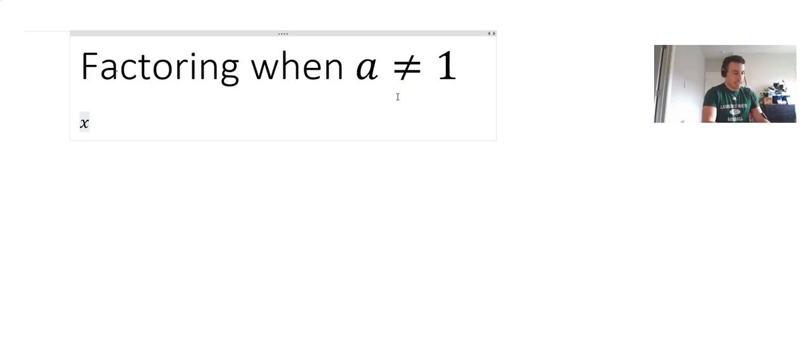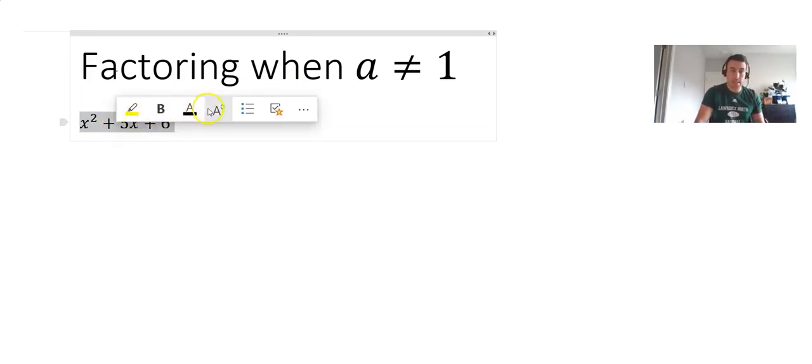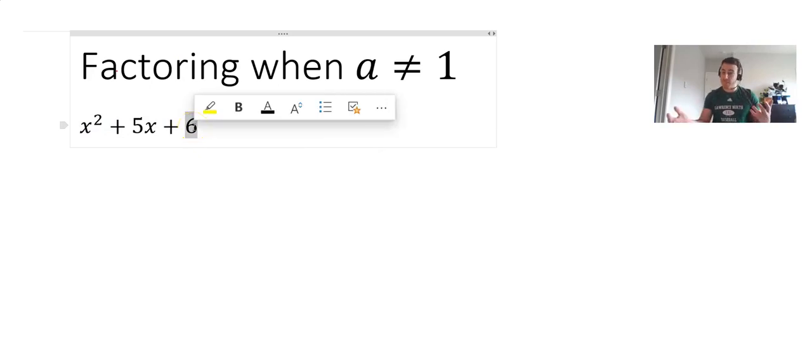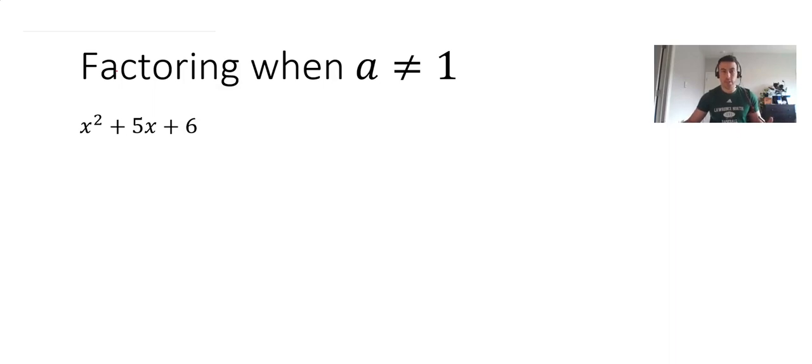x squared plus, I don't know, 5x plus 6, right? And this can easily be factored as long as you know your multiplication facts. If you know how to break up 6 into a factor pair, we know that 2 times 3 is 6. So I'm going to find two numbers that multiply to get 6. Well, I can either do 1 and 6 or 2 and 3.